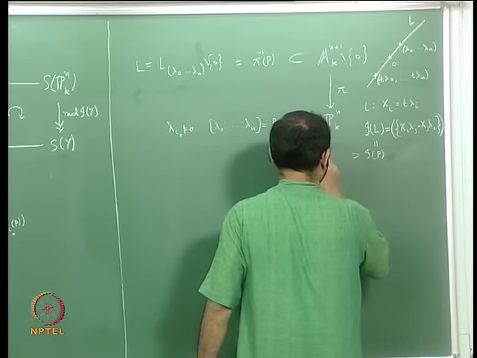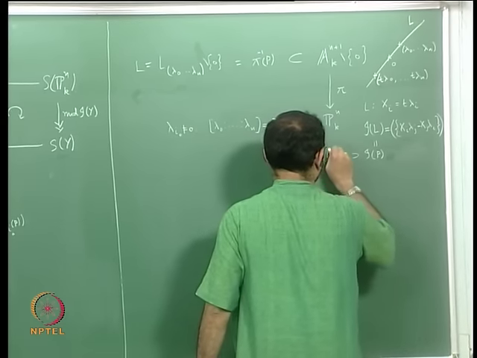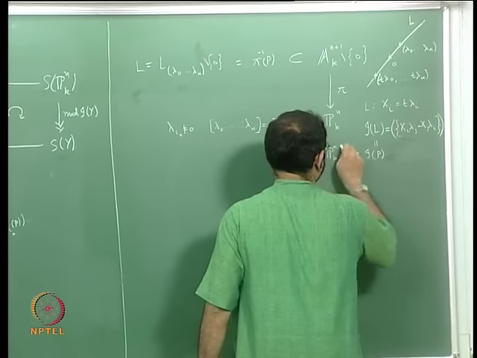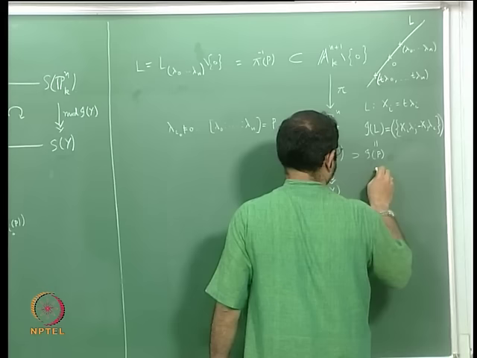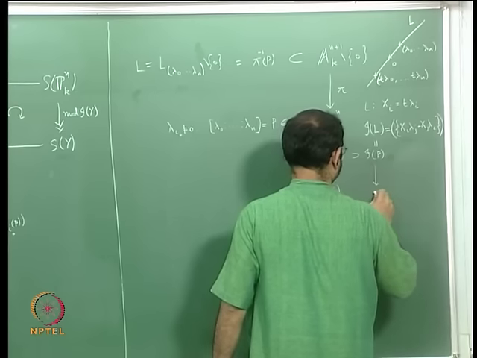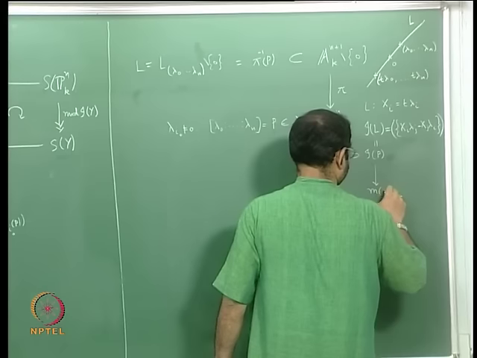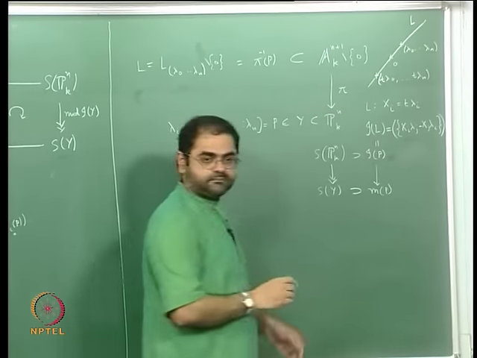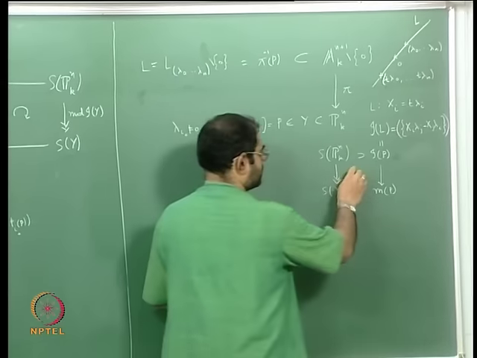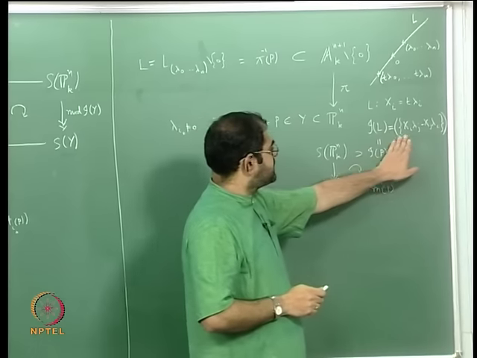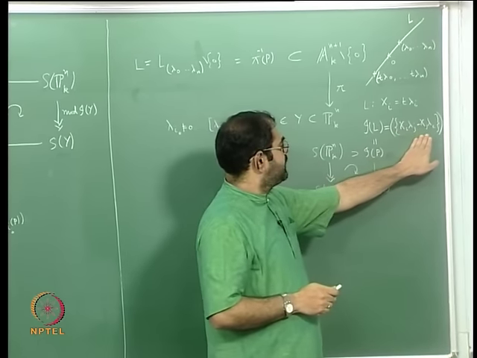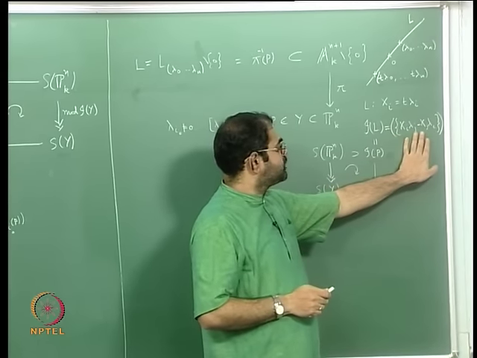So this sits inside S_Y, inside S of P^n, and then you have a quotient which is S of Y, and its image there will be just M of P. Okay, this is what you'll get. So this is what M of P is. It's just the quotient of this ideal.